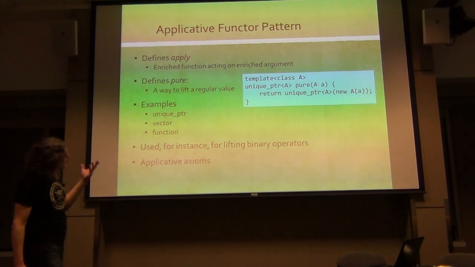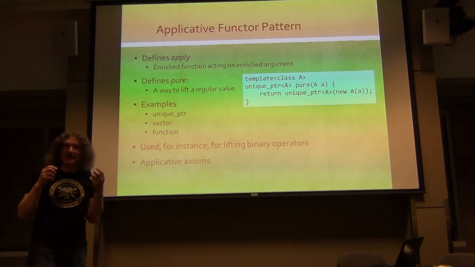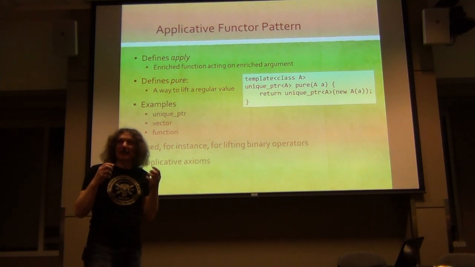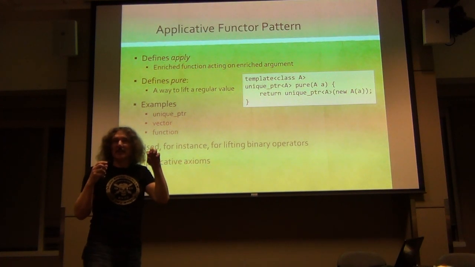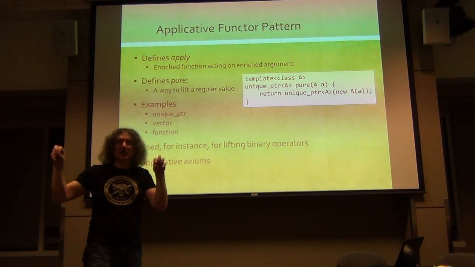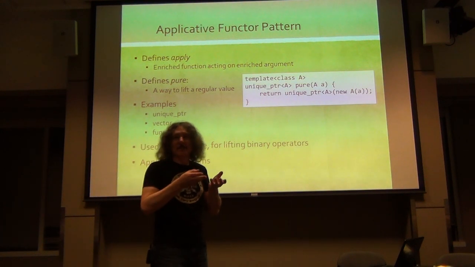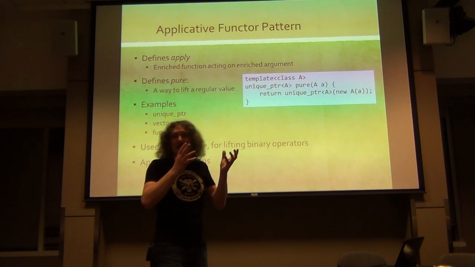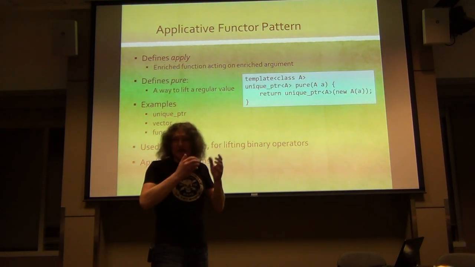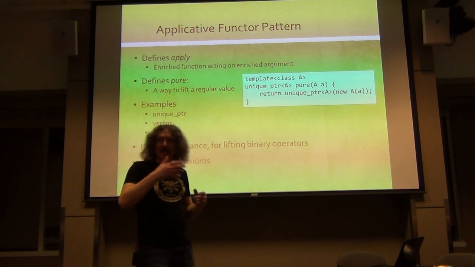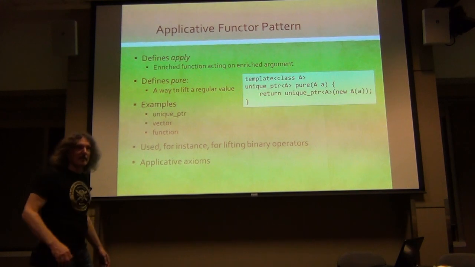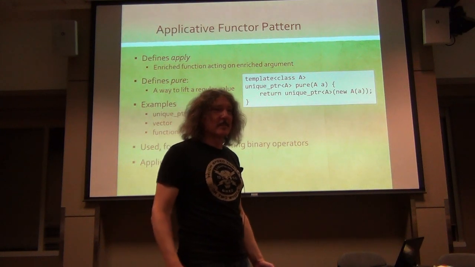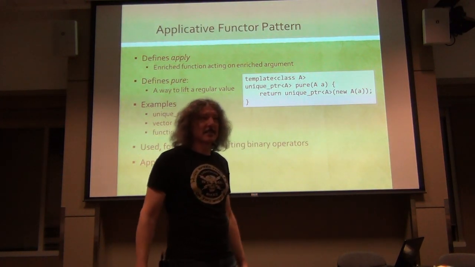So pure sort of acts like, if you have a function of two arguments acting on two enriched values, you can say, okay, let me first do a pure on this function, right? And now I have a function that's also enriched, and then I can use it. Why do I spell it pure? Because it's pure enriching. It doesn't do anything else. Just purely enriching.